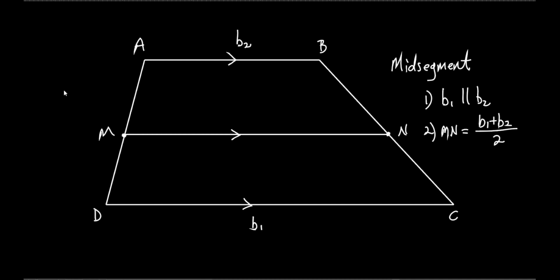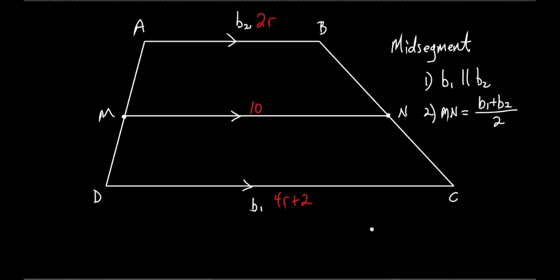Now, they draw a different picture in the book. I'm just going to keep the same picture, but I'll call that one 2R. It's kind of weird they put an R in there, but you've done that before, right? You've done it with X and that kind of stuff. So we'll call that 2R or 2X if you wanted to. They call this mid-segment 10, and they call that other base 4R plus 2. I guess they got tired of using X, so they used R.